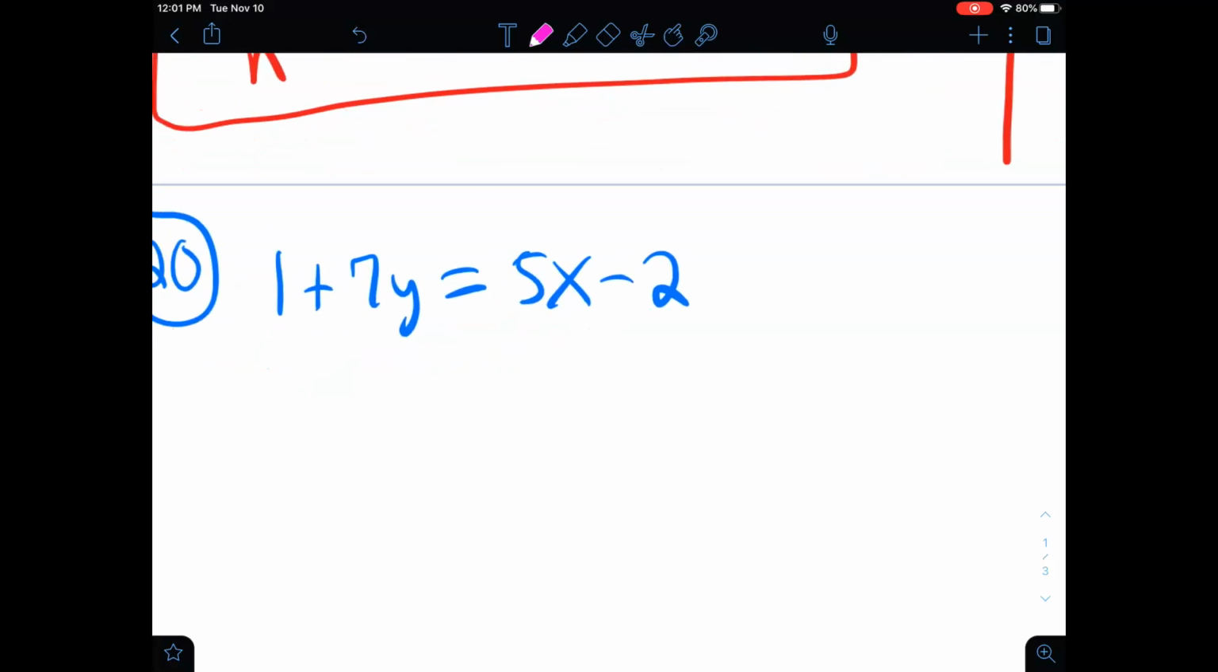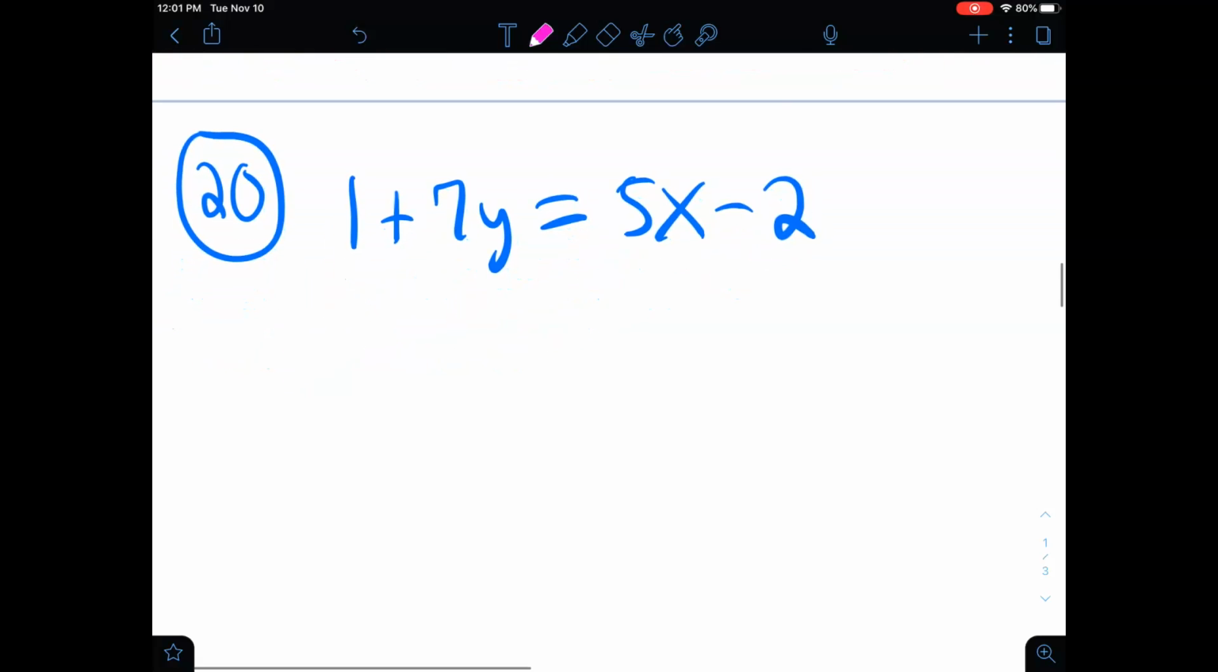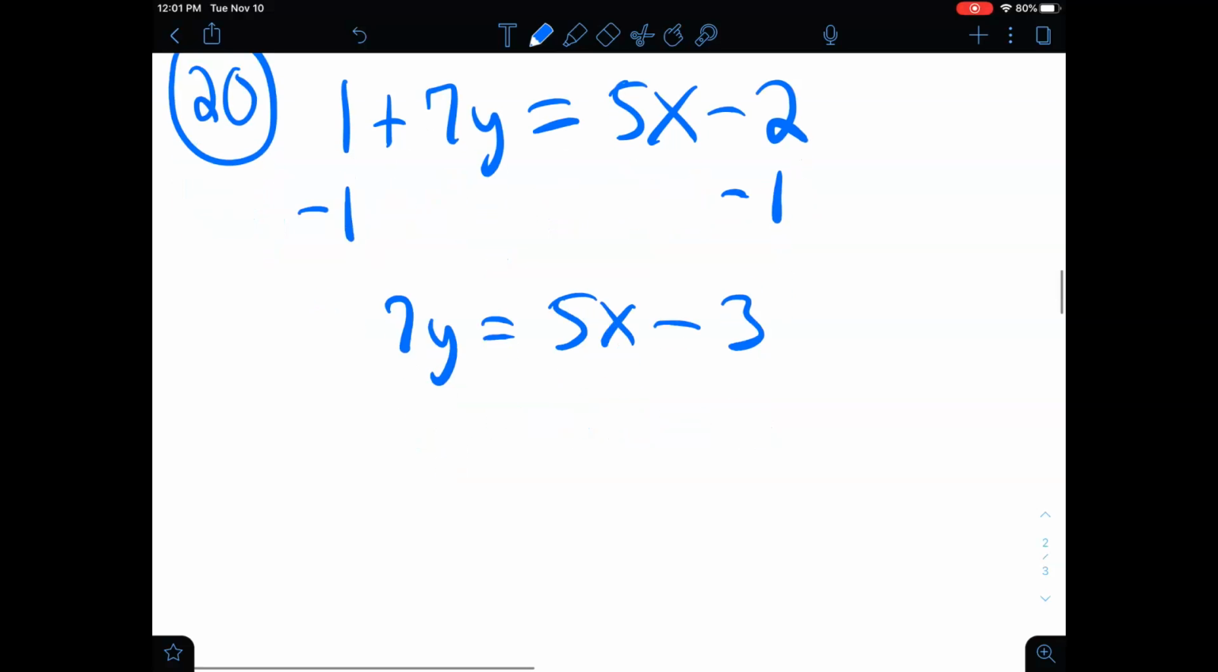All right, number 20, we have 1 plus 7y equals 5x minus 2. We need to get y by itself. What would be the first step to getting y by itself? I would subtract 1 from both sides. Am I going to subtract 1 from 5x or from negative 2? I'm going to subtract it from negative 2 because those are like terms. I'm not going to subtract 5x minus 1 because those aren't like terms. So we're going to get 5x minus negative 2 minus 1 is negative 3.